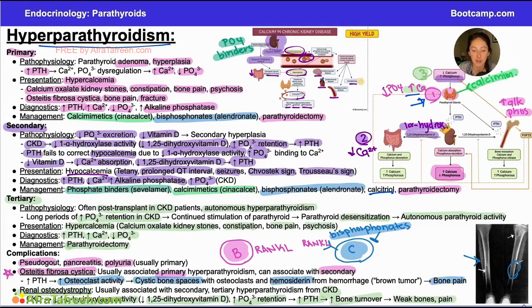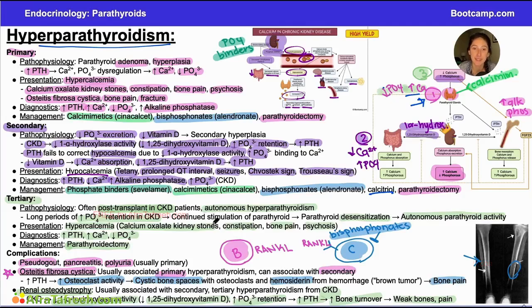Secondary hyperparathyroidism occurs at the level of our end organs. It's usually caused by CKD or vitamin D deficiency. It is going to be associated with decreased calcium and increased phosphate. Tertiary hyperparathyroidism really only occurs after the correction of chronic kidney disease with a transplant. It is also going to occur at the level of the gland that is not listening to feedback and is acting autonomously, and it will also present with increased calcium and decreased phosphate.